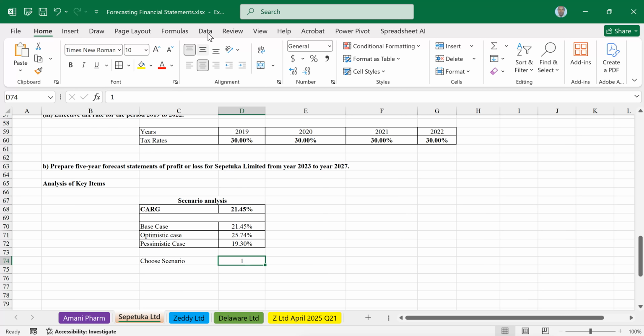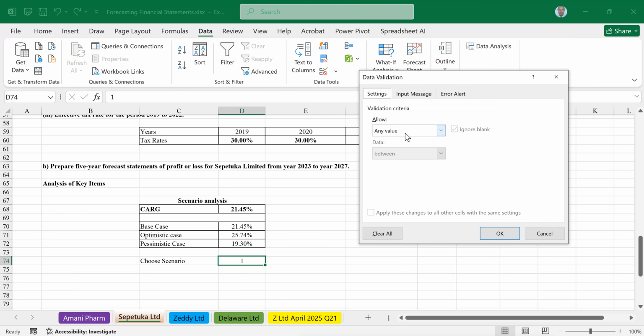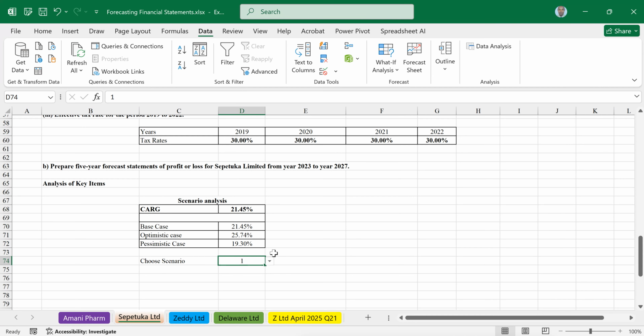So go to data, then validation, data validation. Under any value, go for list, then source is 1, 2, 3, because we have 3 scenarios that we'll be picking from. When you click on this arrow, now we have 1, we have 2, and we have 3 scenarios.